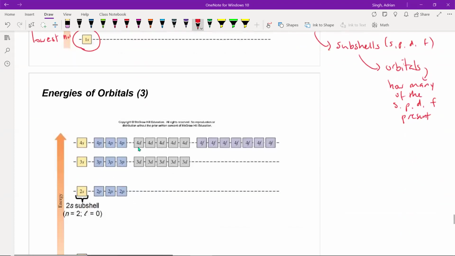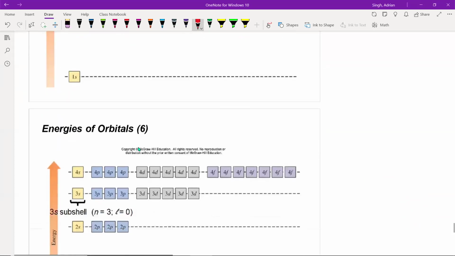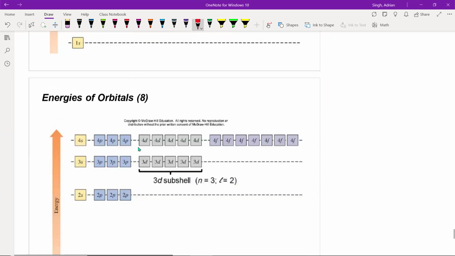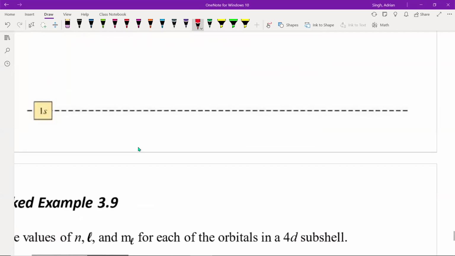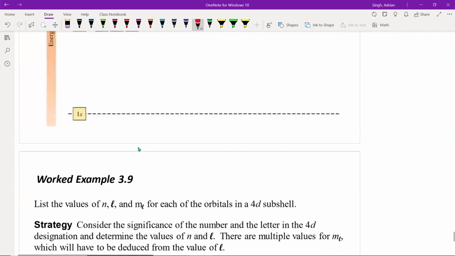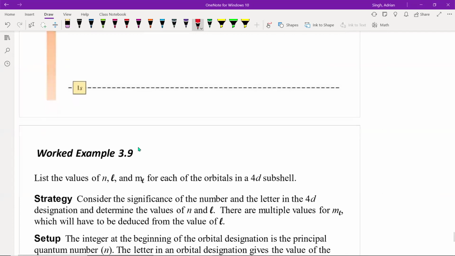So to summarize, we can take a look at an example of a question. Let's jump down to here. Okay, so it says list the n, l, and m sub l values for each of the orbitals in a 4d subshell. Okay, so let's take a close look at the 4d subshell. So the first number here gives us the n value. Okay, so this tells us right away that n equals 4.